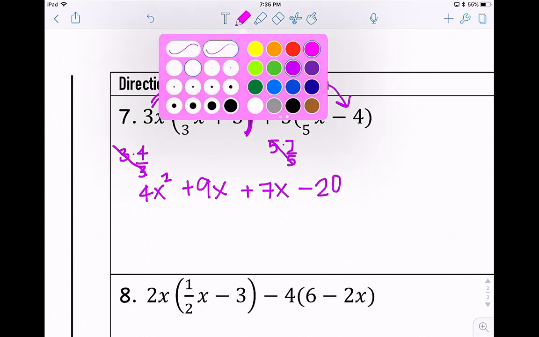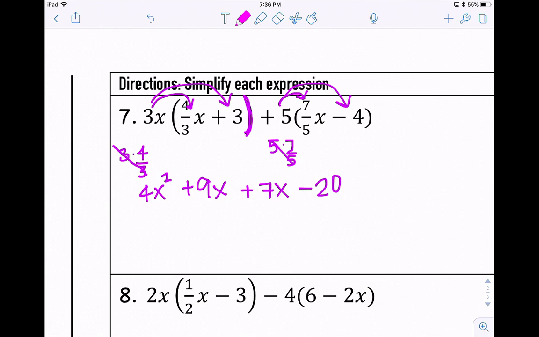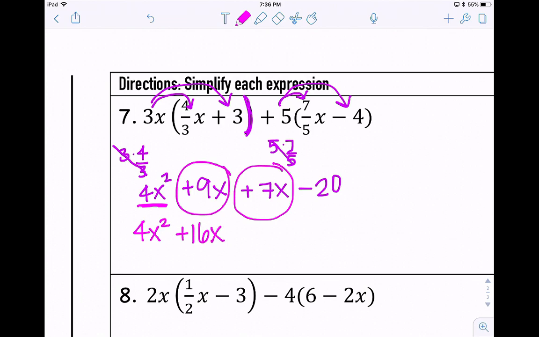So this one is just a tiny bit different because we have lots of pieces. So this is a polynomial, it has 4 pieces. So we have a 4x squared. I don't have any other x squared terms, so I'm just going to bring down 4x squared. But then I have a positive 9x and a positive 7x. So I'm actually going to put those together. Those are like terms. So 9 plus 7, you should know, is plus 16x. And then I have just a constant negative 20 all by itself down here, so I'm going to leave that as negative 20 on the end. So our answer, or simplified expression, is just 4x squared plus 16x minus 20.